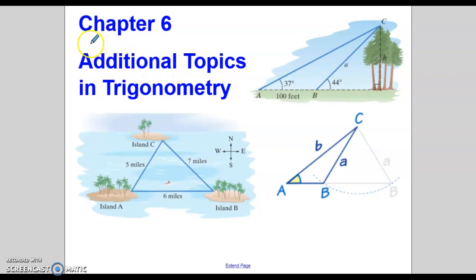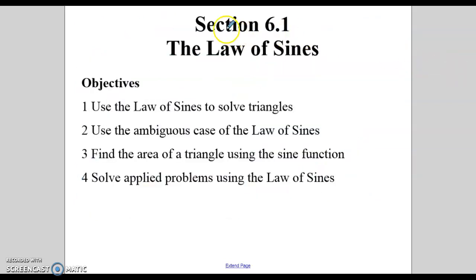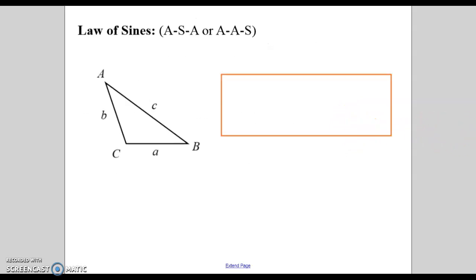Hello and welcome. We are going to start today by talking about Chapter 6, which covers additional topics in trigonometry. This will be our last chapter covering trigonometry this year. We're going to start with Section 6.1 today, the law of sines, and we will continue 6.1 tomorrow as well. So first, what is the law of sines?